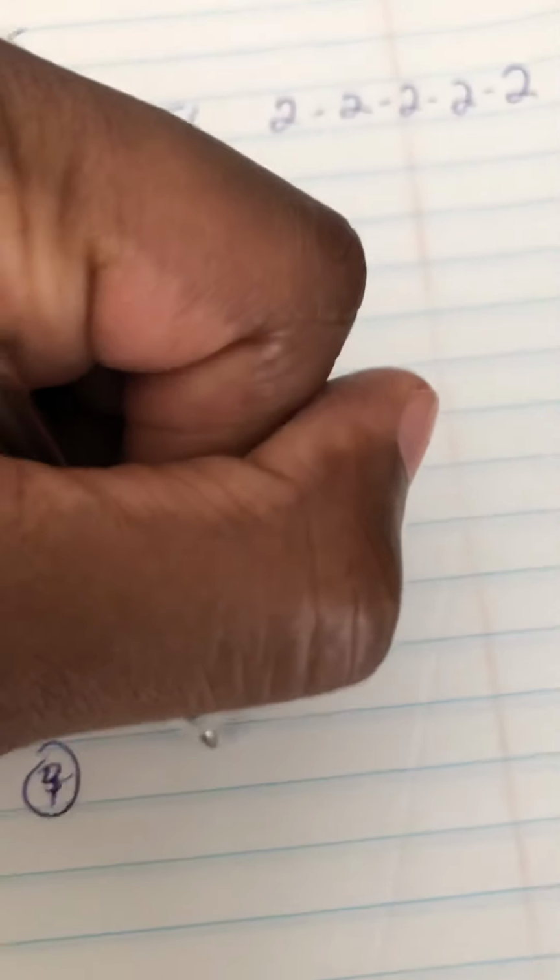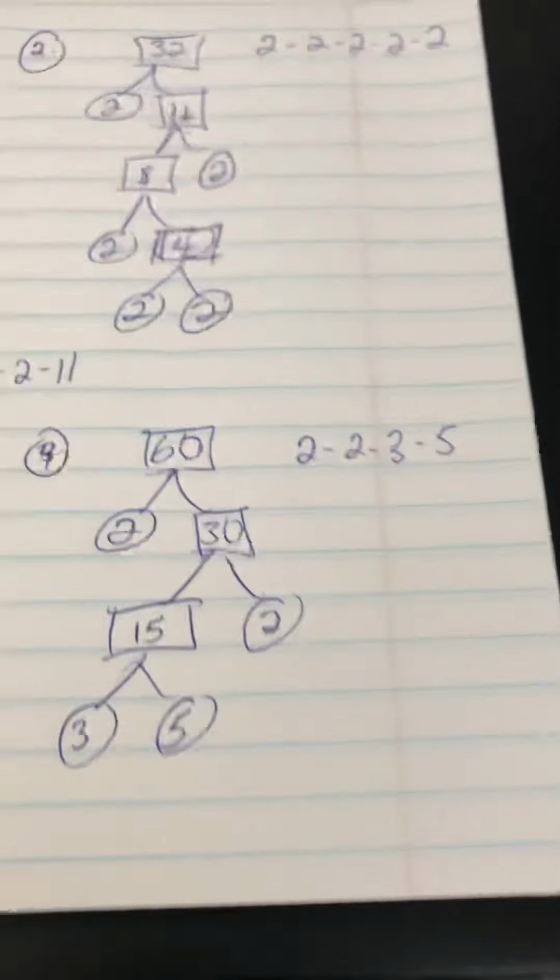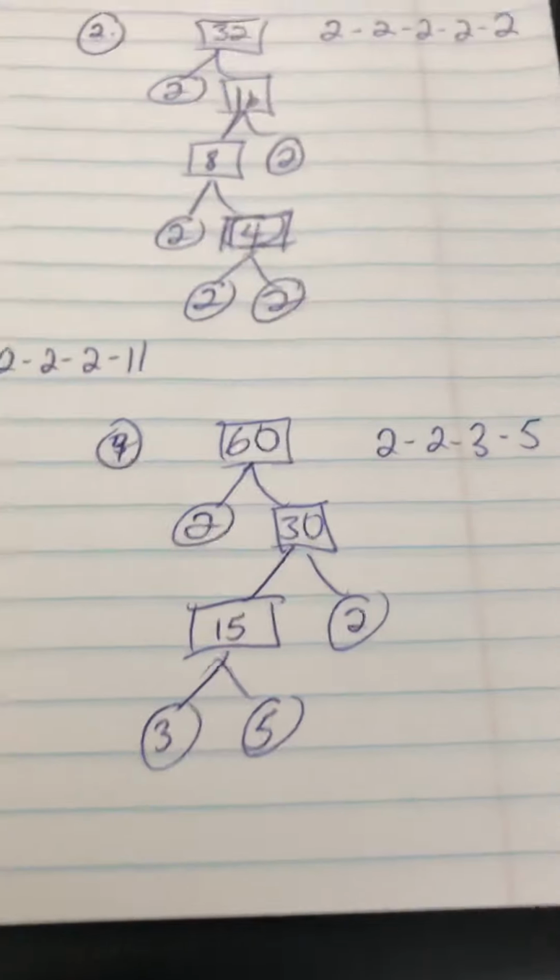We've got 60 in the box, and then we have our circle. We're going to start with 2, and then 30. Then we have another box and another circle, and that's going to be 15 and 2. Then right here we have our two circles ending it, 3 and 5. So it looks like we have 2, 2, 3, and 5. Those are all the prime numbers.